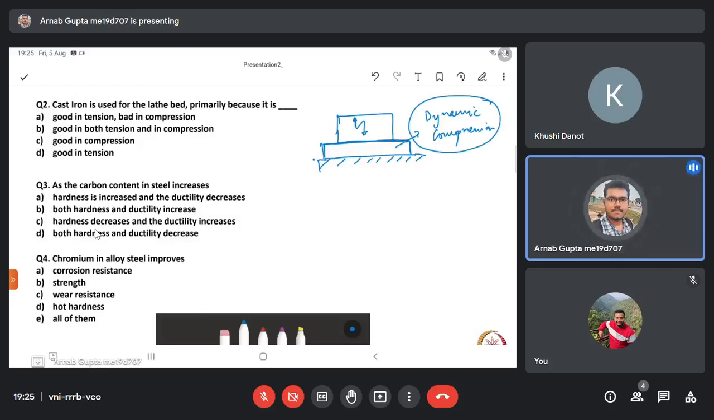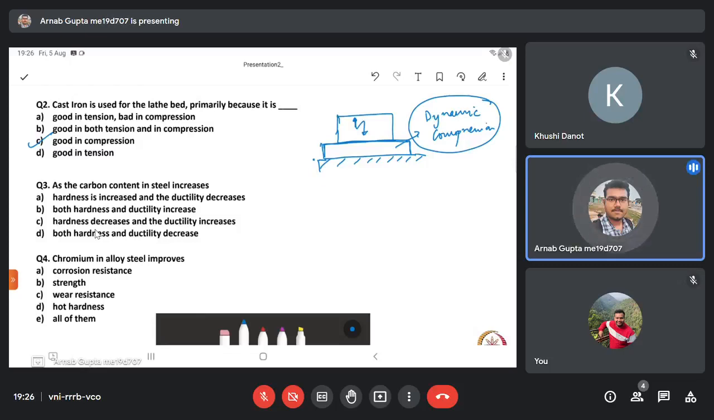You will be facing a few problems after this slide. Those problems are crucial for the basic understanding of this subject. Anyway, so cast iron is used for lathe bed primarily because it is good in compression. It is very poor in tension. If you apply a tensile load, it will fail, right? And in case of compression, it will perform well. So that's why it is being chosen as a suitable material for lathe bed.